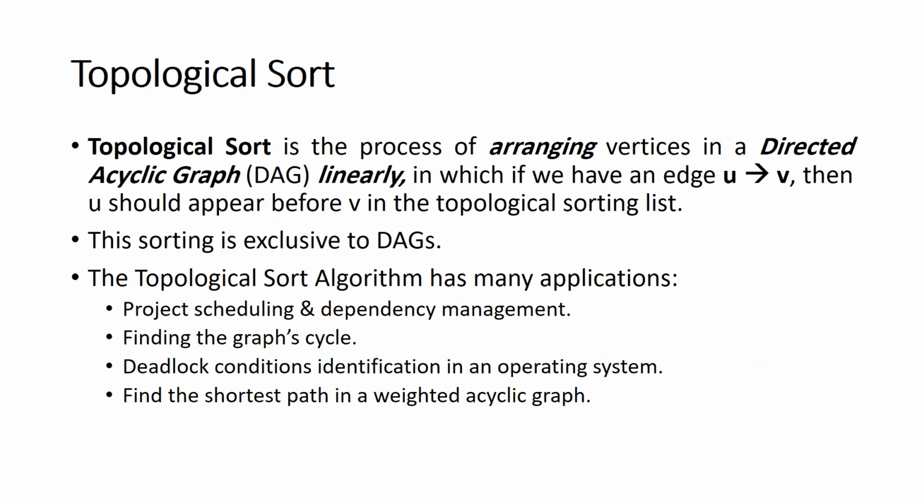Now, after reviewing some of the terminologies, we are going to move to our main topic, which is topological sort. Topological sort is the process of arranging vertices in a directed acyclic graph. How do we arrange them? Linearly, with a condition: if we have an edge u to v, then u should appear before v in the topological sorting list.